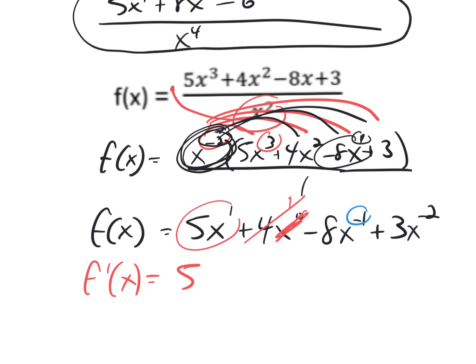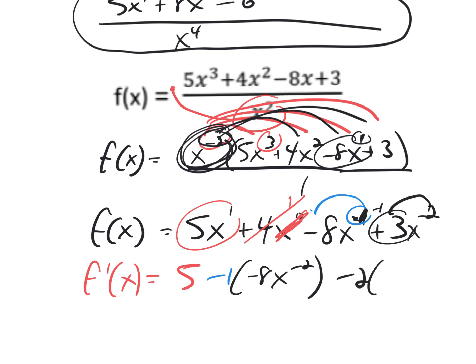Now I'm going to have negative 1 brought to the front, so negative 1 times negative 8x, and then negative 1 minus 1 is negative 2. And then I'm going to bring the negative 2 to the front, that times positive 3x, and then negative 2 minus 1 is negative 3.